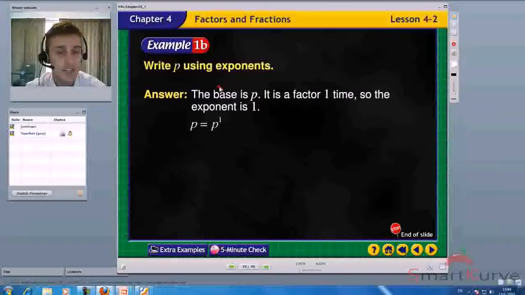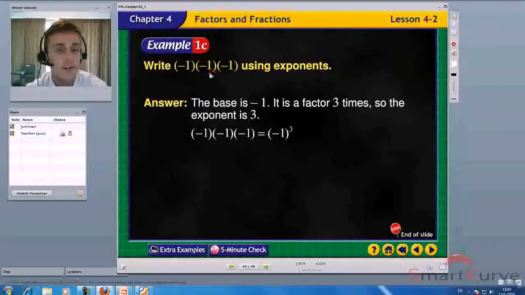Write p using exponents. Well, the base is p, it is a factor 1 time, so the exponent is 1. P to the 1. It's not multiplied by anything. It's not multiplied by itself multiple times. It is just p. P to the 1.